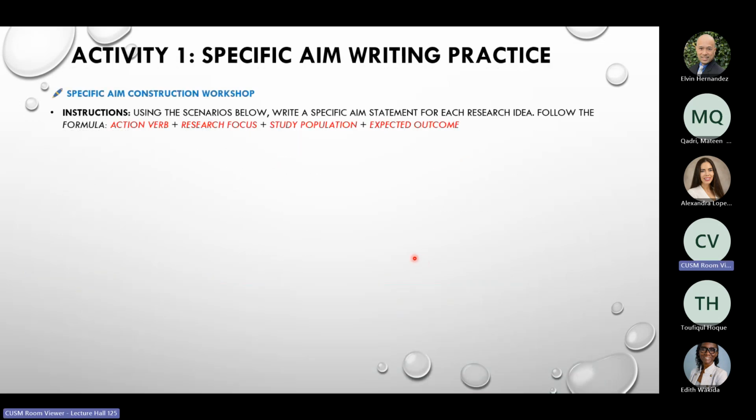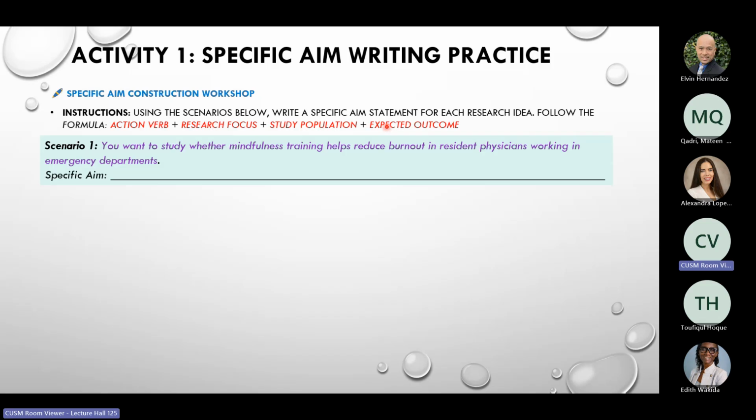Here's our first activity, specific aims writing practice. And we'll look at this formula, if you will. It's not a mathematical formula, but it is a formula nonetheless. The instructions are, using the scenarios below, which will appear on these next animations, write a specific aims statement for each research idea that will be listed momentarily. Follow the formula. There's typically an action verb or action word or statement, a research focus, a study population that you've identified, and an expected outcome.